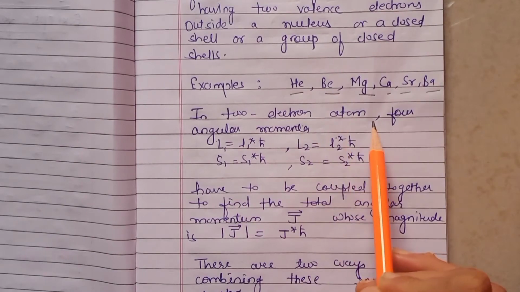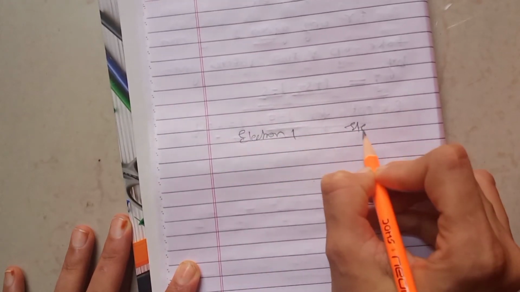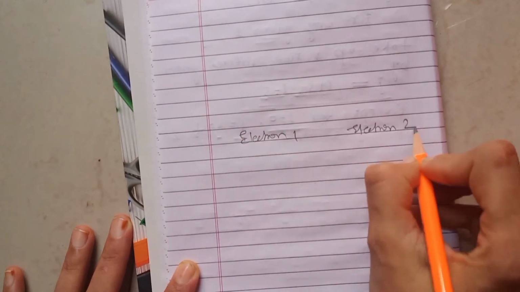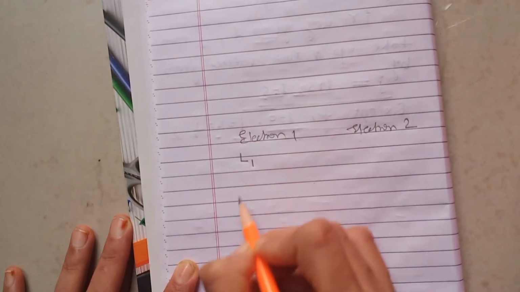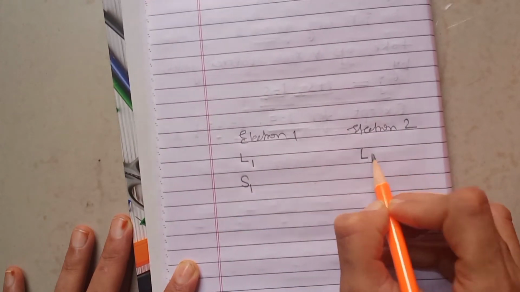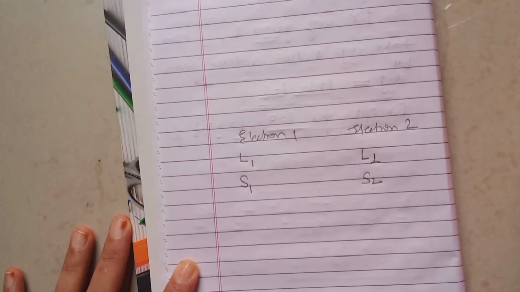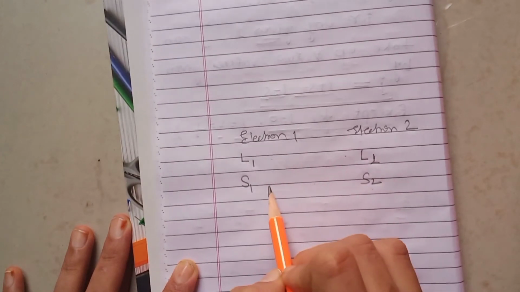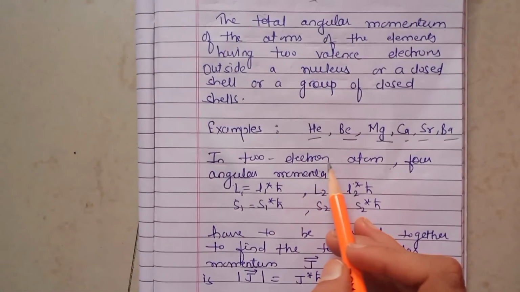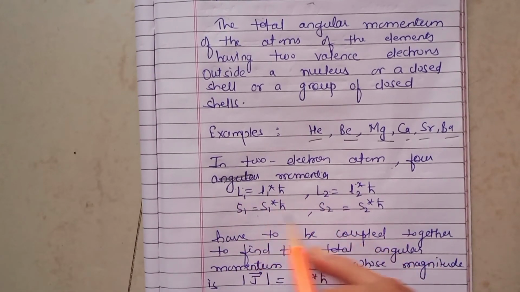Now, in two electron atoms, suppose I have two electrons, electron 1 and electron 2. This electron 1 will have orbital angular momentum L1, it will have spin angular momentum S1, and this electron 2 will have orbital angular momentum L2 and spin angular momentum S2. So now when we are talking about two electron systems, we have four momenta basically. So in a two electron atom, we have four momenta, two angular and two spin momenta.